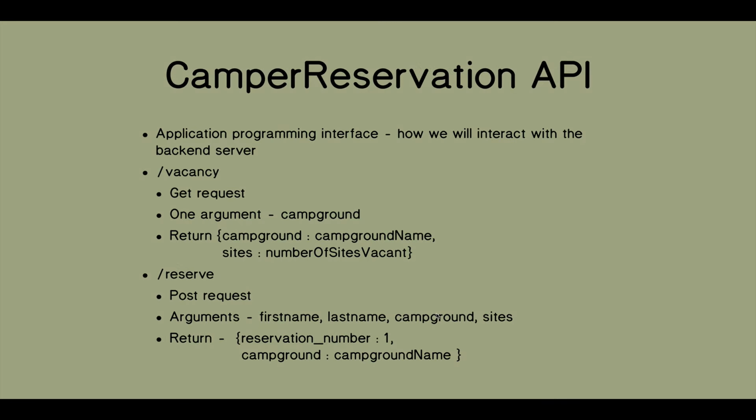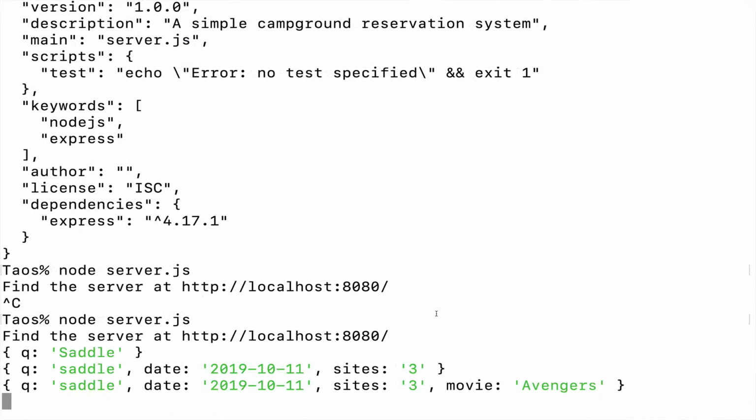So here I am back at the API we want to implement, and we just don't want to be printing out what the results of the query was. It's going to have one argument, a campground, and we're going to return that JSON object with the campground name and the number of sites that are vacant. And as I mentioned, just for making life easy, we'll have it so that if it's the campground saddle, then we're going to return that there are 5 sites vacant. And if it's any other campground, we'll just say it's 0.